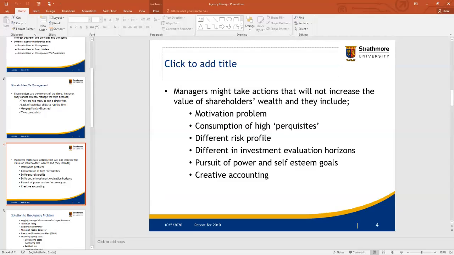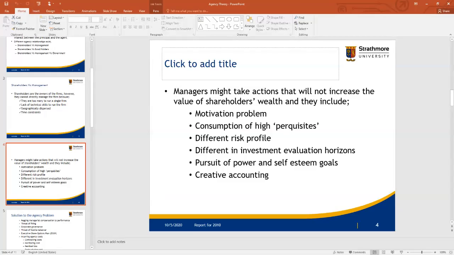Whatever idea you had originally as the owner of the business might not be the one being pursued by the managers. They may be pursuing their own individual interests, for example. So there will be conflicts arising between the two of you, you as the shareholders and the managers. There will be conflict arising.